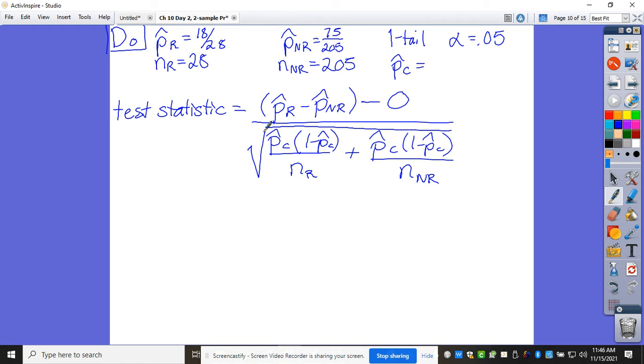So let's go to calculator now. This is one that I definitely would not recommend typing out by hand. Not only is that a lot to type, but now we also have to calculate p hat c in the middle of it. And your calculator does all of that for you.